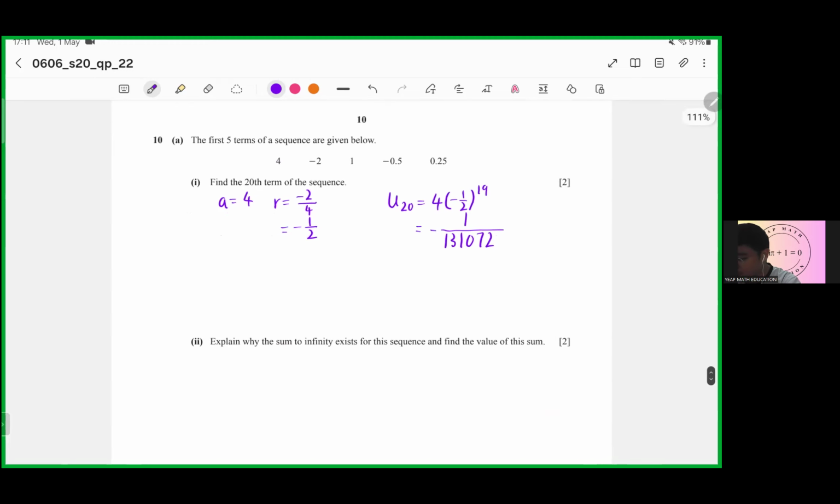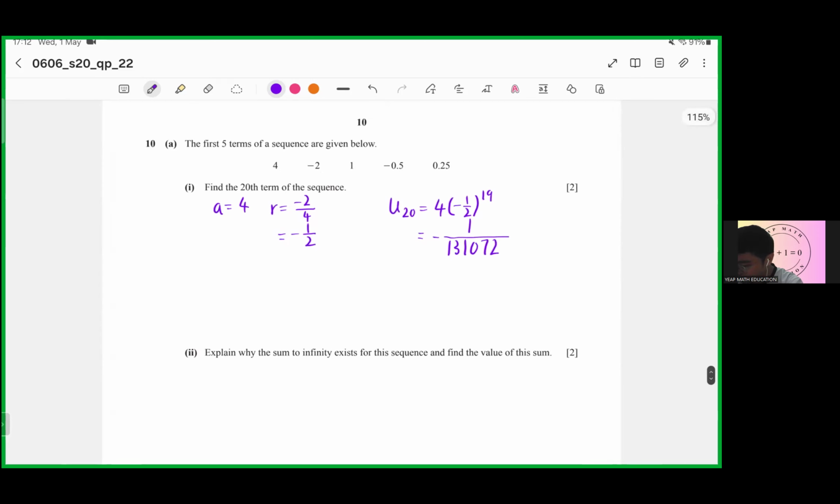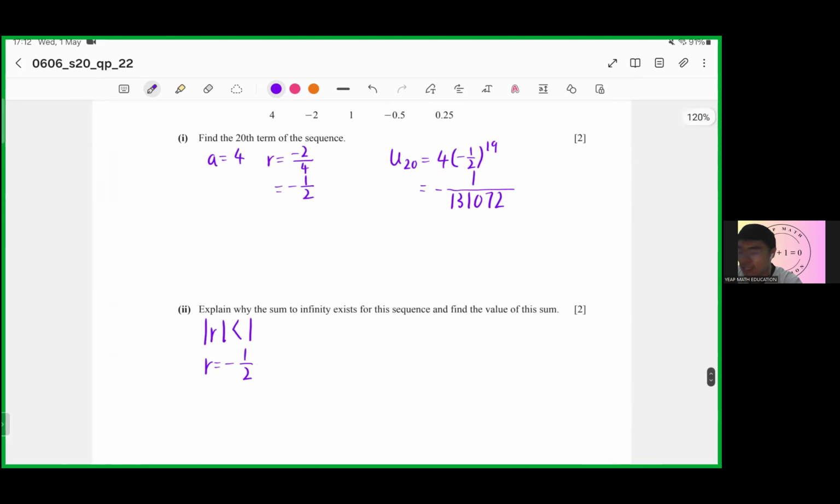Now you see the next part: explain why the sum to infinity exists for this sequence, and then find the value of this sum. As we know, it will happen for an infinite geometric progression when r is in this range. Because you can see r equals -1 over 2, it means it's in this range. You need to write the explanation, and then we find the sum to infinity.